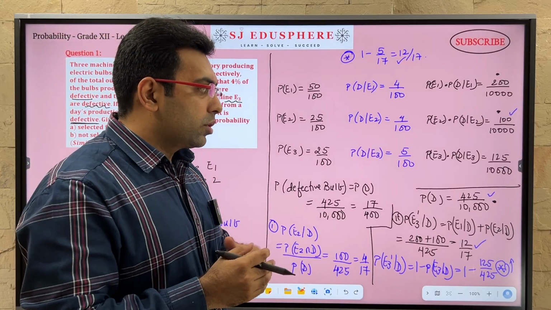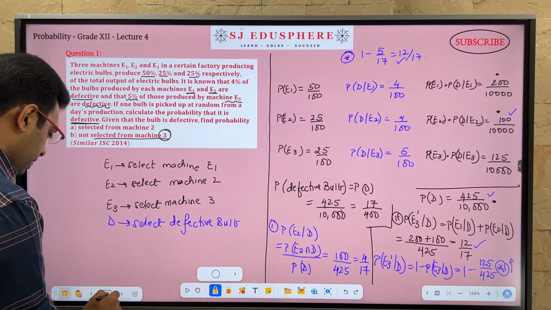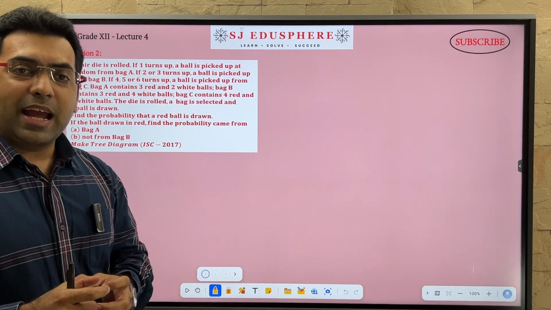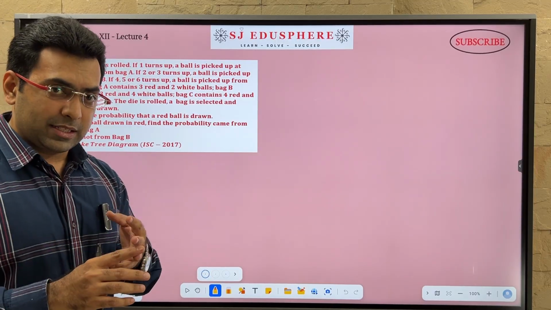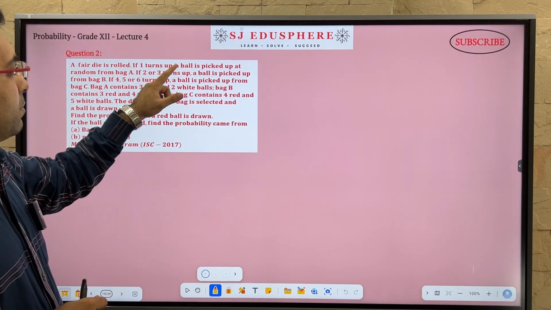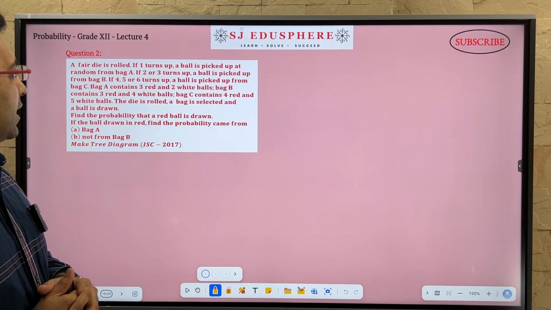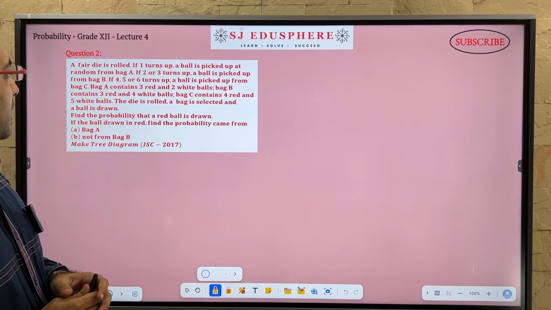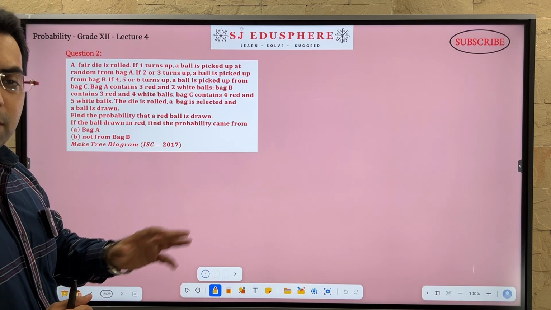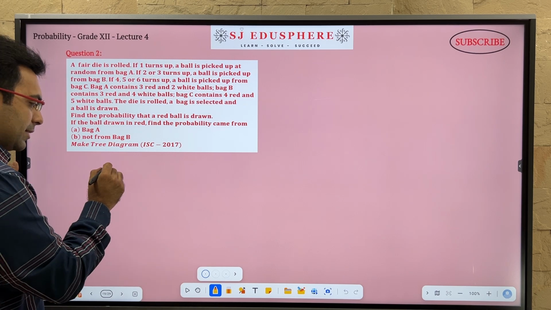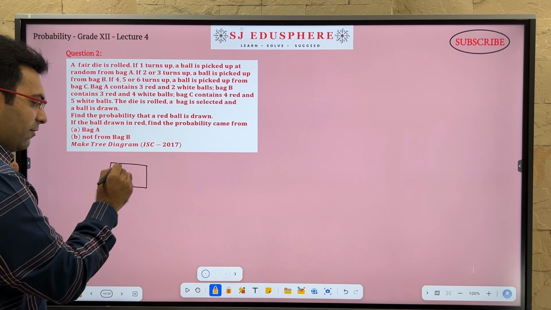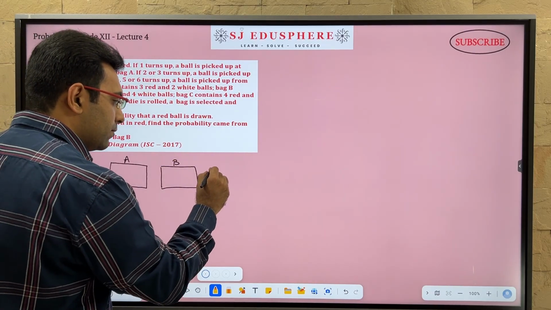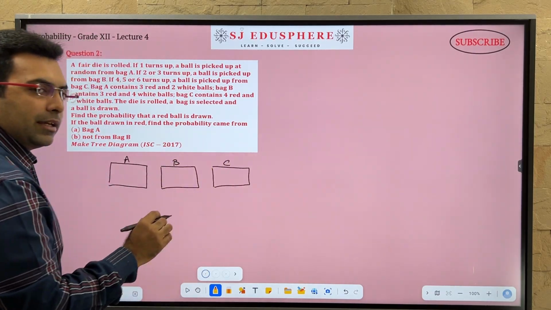Let us look into sum number 2. My sum number 2 says a fair die is rolled, die 1 to 6. If 1 turns up, a ball is picked up at random from bag A. If 2 or 3 turns up, ball is picked up from bag B, otherwise from bag C. Pause. You have 3 bags. You have bag A, you have bag B, and you have bag C.